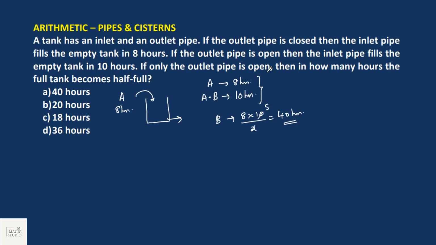If only the outlet pipe is open, then in how many hours does the full tank become half full? That means in how many hours B can complete 50% of the job. 40 hours into 50% is 20 hours. So working alone, this outlet pipe can empty the full tank to half of its volume in 20 hours. Option B is the pick.